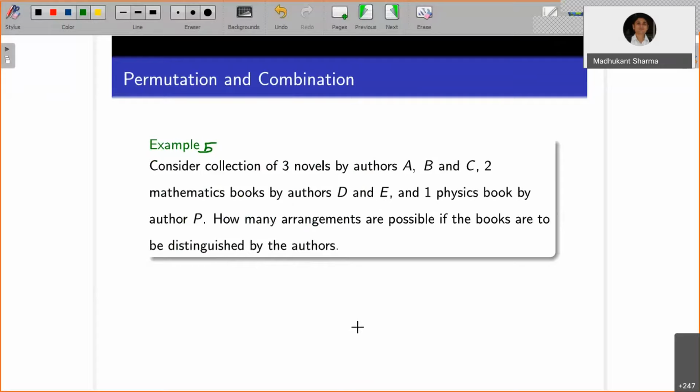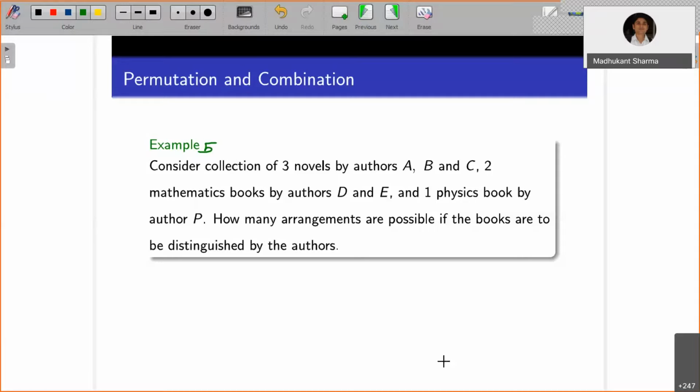So how many number of ways? It is distinguished by the author. It may not be like the first 3 are mathematics, then novels, then physics. They're not in any order here. All mathematics will be together, novels will be together, physics will be together. Okay, there is no condition.